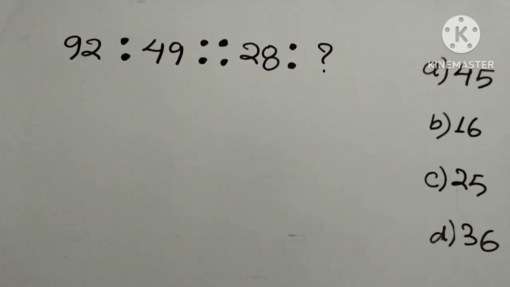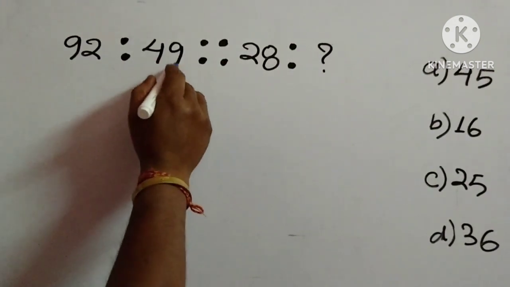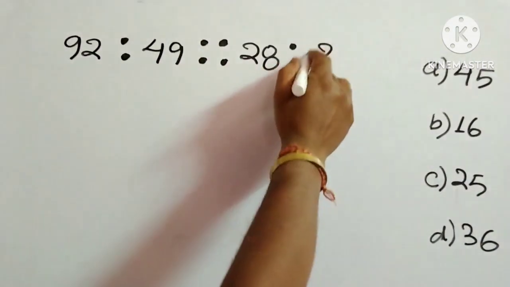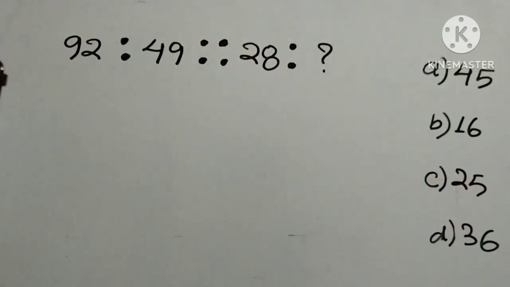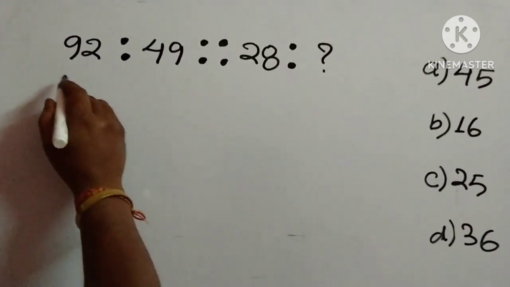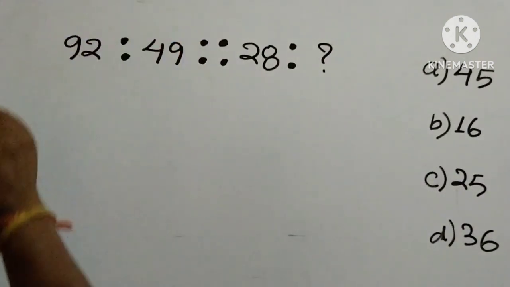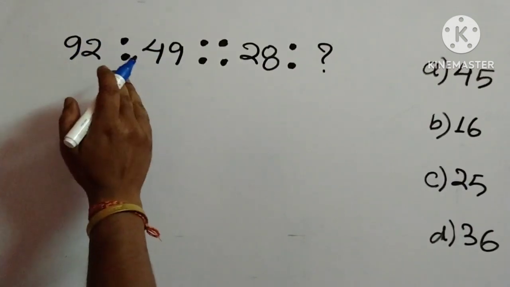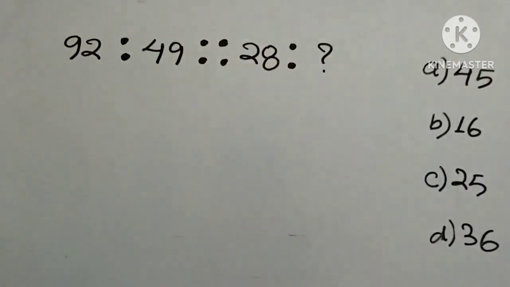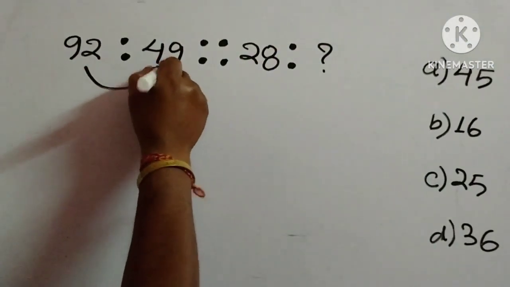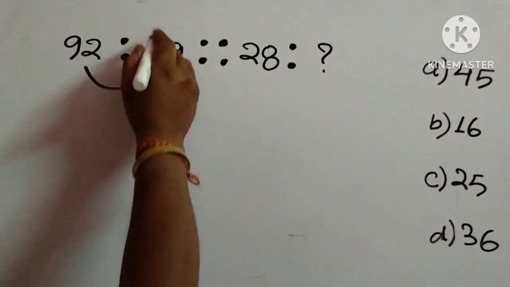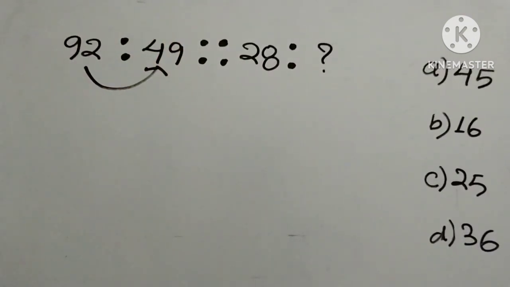If you browse my channel, you will get lots of this type of number analogy problem. So this is a number analogy problem where we have 92:49 is equal to 28 is to, and we have to find out this number, and the 4 options are given. I have explained several times that in this type of question we first try to solve this part, and once we are able to solve it, we implement the same process in order to get the answer in this part. First of all, you have to try to get 49 out of 92.